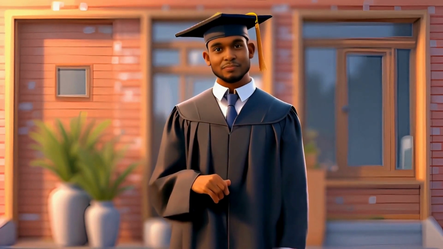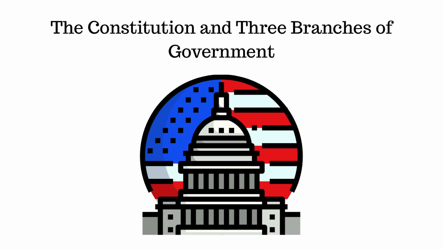This video is part of the adult education series on reading in social studies. It covers the structure of the United States government in the context of analyzing visuals. Watch the video carefully, take notes, and be ready to answer some questions. The Constitution and three branches of government.